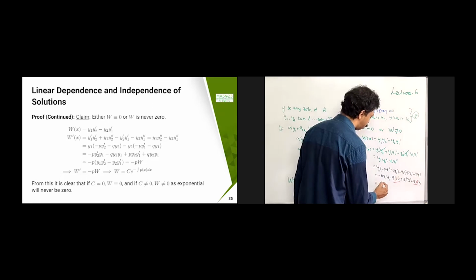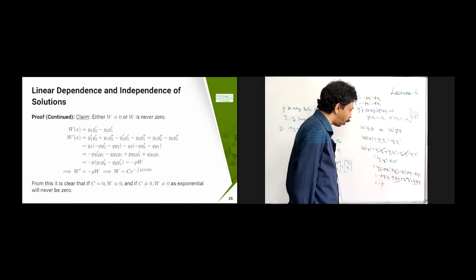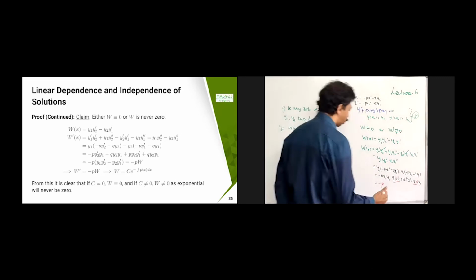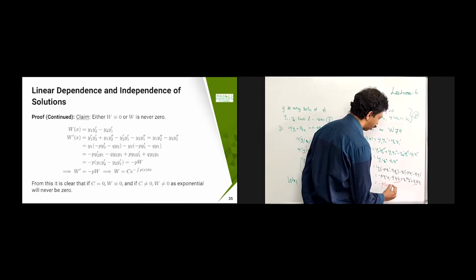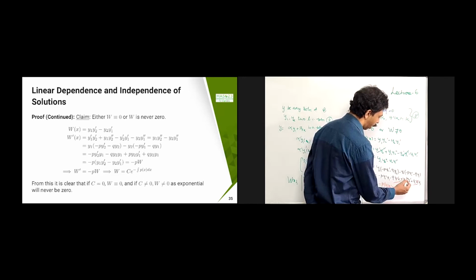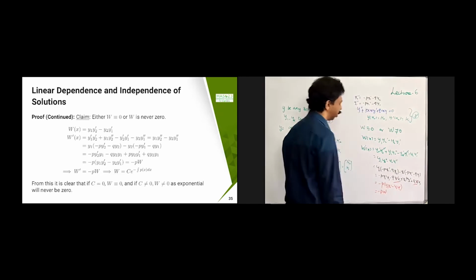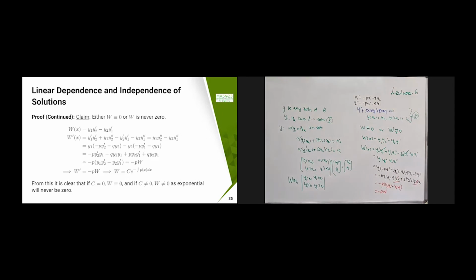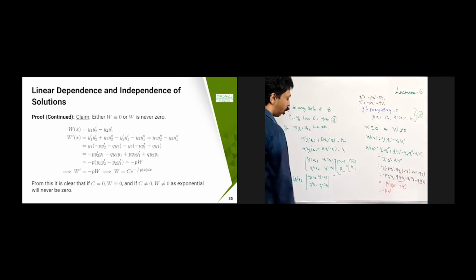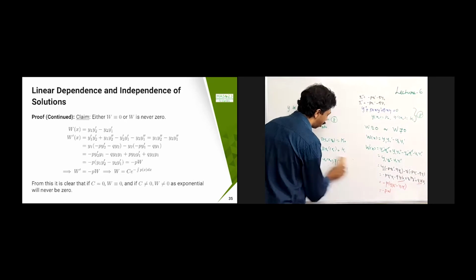So we are going to get minus p into, what I have is y1 dash. So this is going to be y1 y2 dash minus y2 y1 dash. But what is y1 y2 dash minus y2 y1 dash? That is nothing but W. So I can write this as minus pW. So I got W dash equal to minus pW.